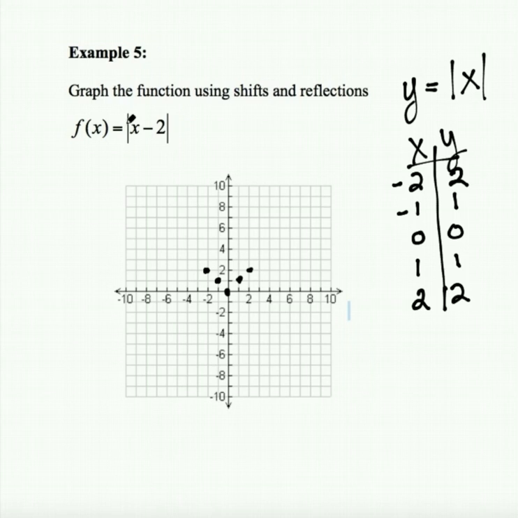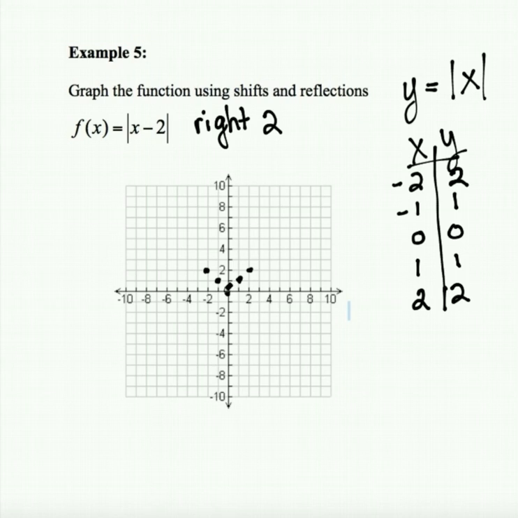Now, absolute value of x minus 2. This -2 is on the inside. So an inside we know is going to go left or right. And this is actually going to be a transformation to the right. So this is going to shift it to the right 2. So I'm going to take each of those points and shift them to the right 2.